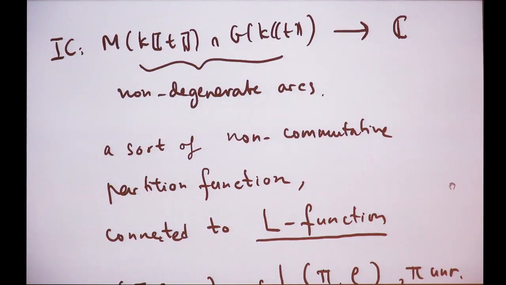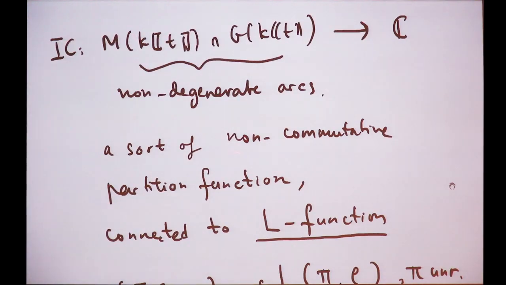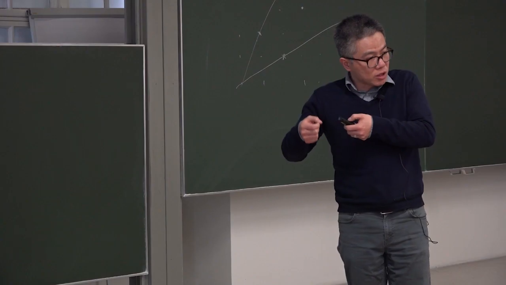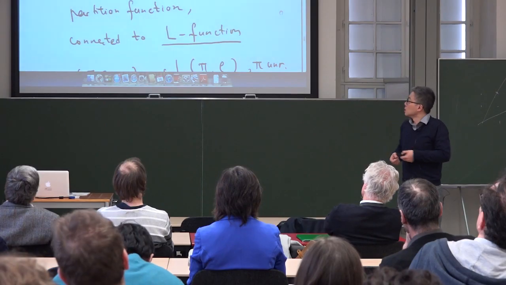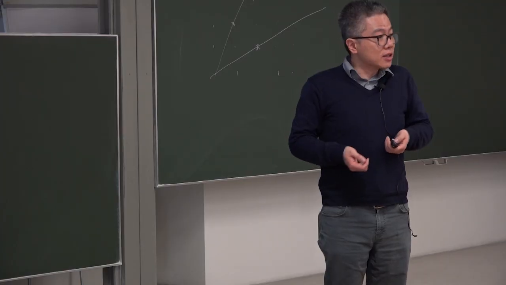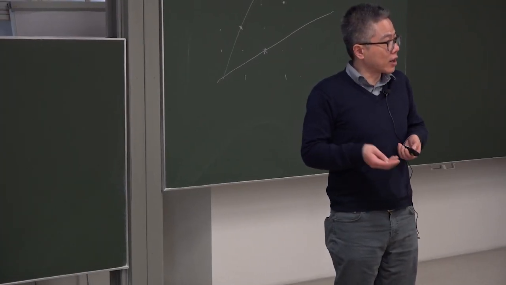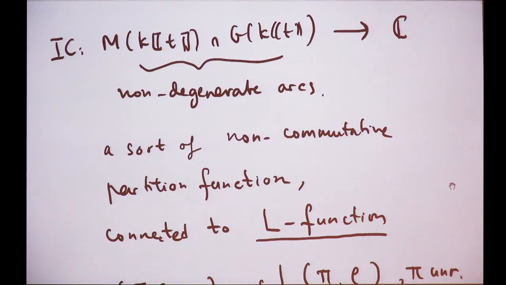So you can look at the non-degenerate arcs, those arcs mapping from the disk to M so that they map the punctured disk to G. You allow the point zero to go to the boundary, but you don't want the whole disk to go to the boundary. And so you can define the IC function on this. For every point, you have these numbers. And the answer is kind of combinatorial and very interesting. I cannot write it down. It's kind of very complicated partition functions. But they have a very significant answer by Langlands duality.